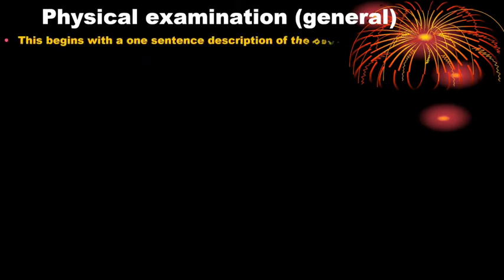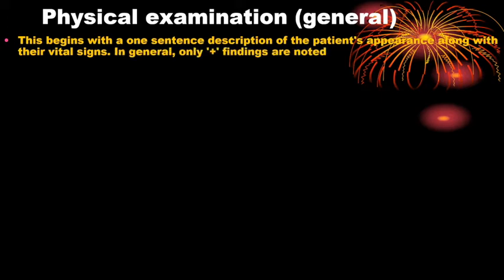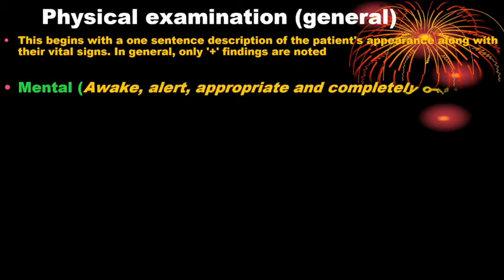So by physical examination, here we concentrate on general examination. This begins with a one sentence description of the patient's appearance along with their vital signs. In general, only positive findings are noted. So here we concentrate on the mental state of the patient, whether the patient is awake, alert, appropriate, and completely oriented, because sometimes a patient may be unconscious, may have loss of consciousness or be comatose.